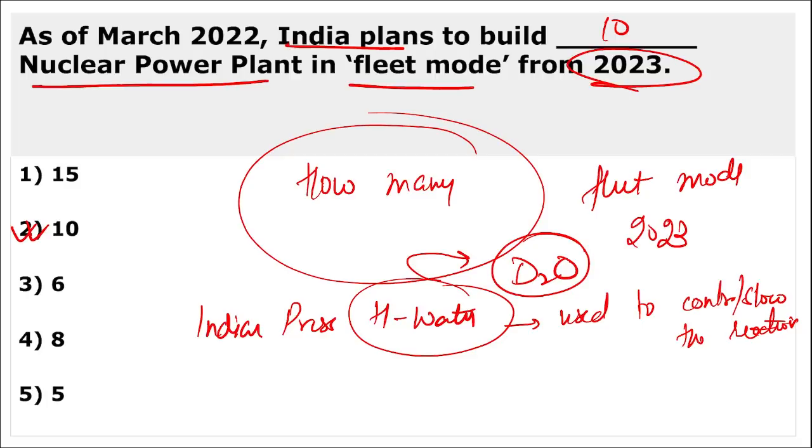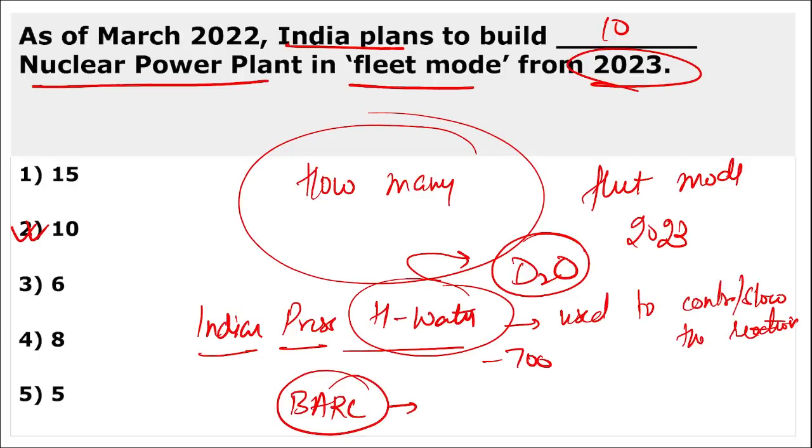Then it is asked, the Indian pressurized heavy water reactor 700, this is designed by whom? This is designed by BARC. Now what is BARC? BARC stands for Bhabha Atomic Research Centre. So 10 Indian nuclear power plants will be built in the fleet mode by the year 2023.